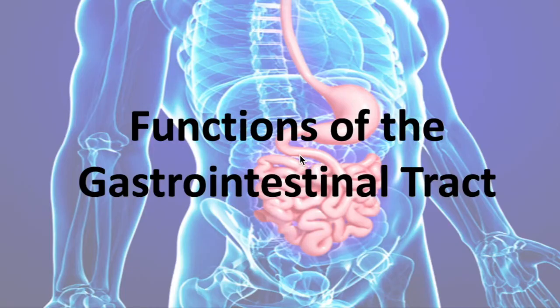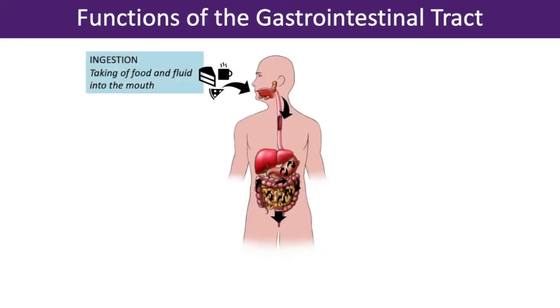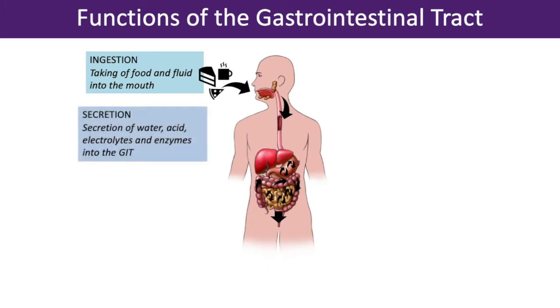First, let us look into the functions of the gastrointestinal tract. One of the functions of the gastrointestinal tract is for ingestion. Ingestion involves taking of food and fluid into the mouth. Another function of the GIT is secretion. Water, acid, electrolytes, and enzymes are secreted into the GI tract in order to facilitate digestion.